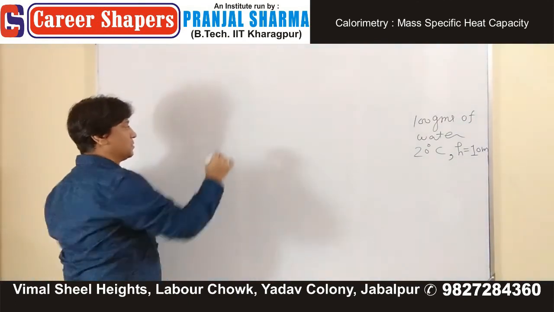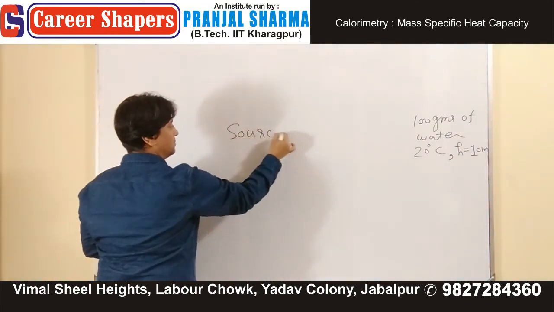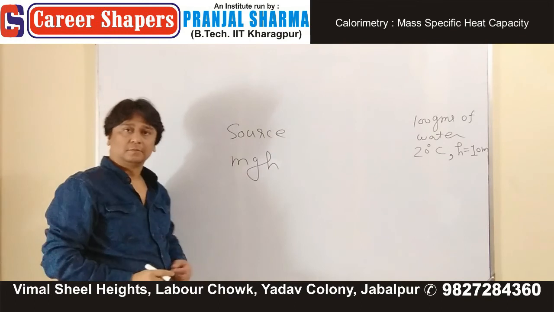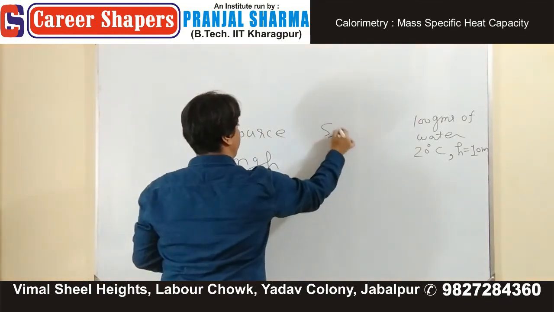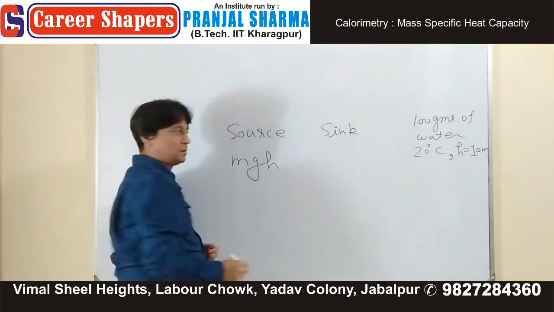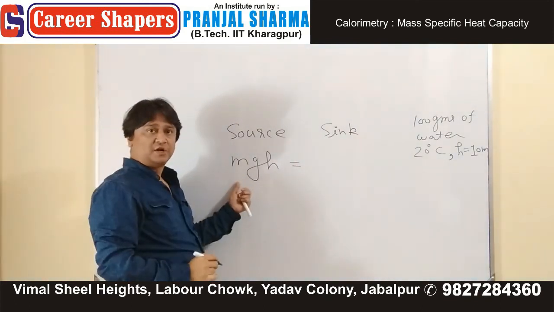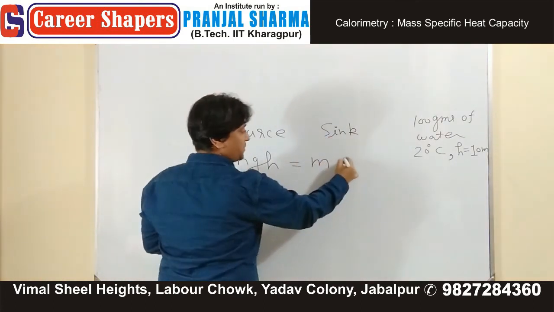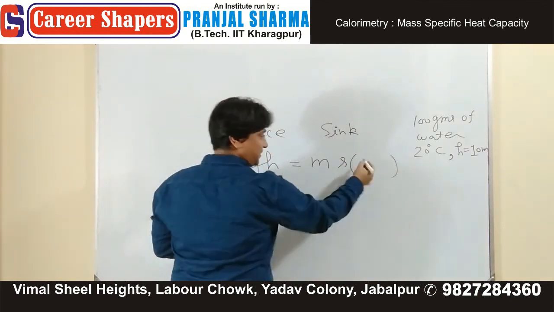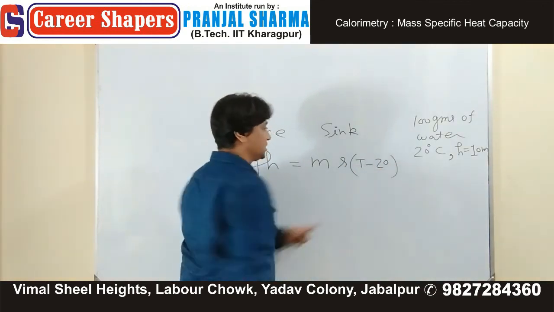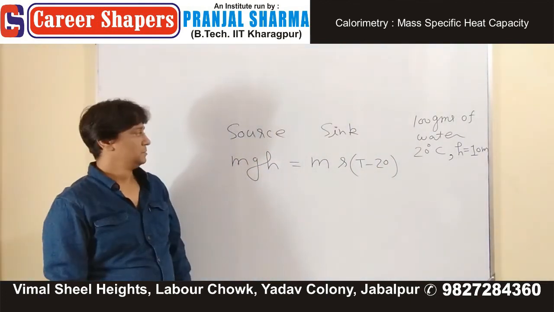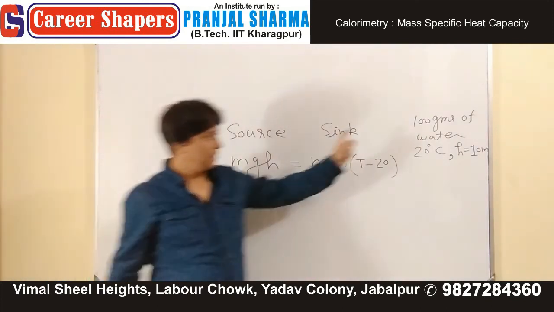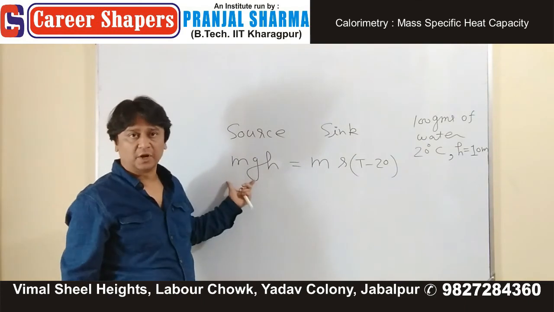Look, what is the source? mgh. Sink, water. Source is giving this much energy. What is the source? Gravity, mgh. Sink with specific heat S receives the heat. Temperature increases from 20 and becomes T. There is no loss to the surrounding. Initially water had this much potential energy.